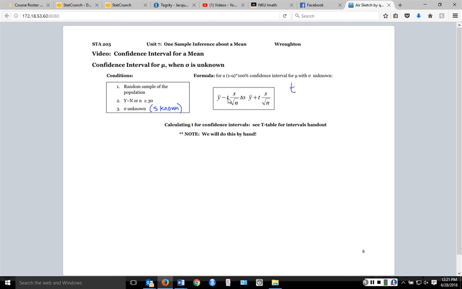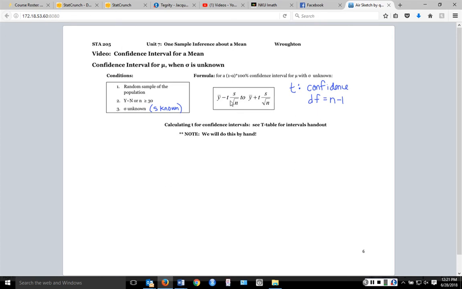So to find t, there's actually two different things that we need. Just as with our z, I need my confidence. The other thing that I'm going to need for a t was that degrees of freedom that we talked about here. For this one, our degrees of freedom is going to be our sample size minus 1.